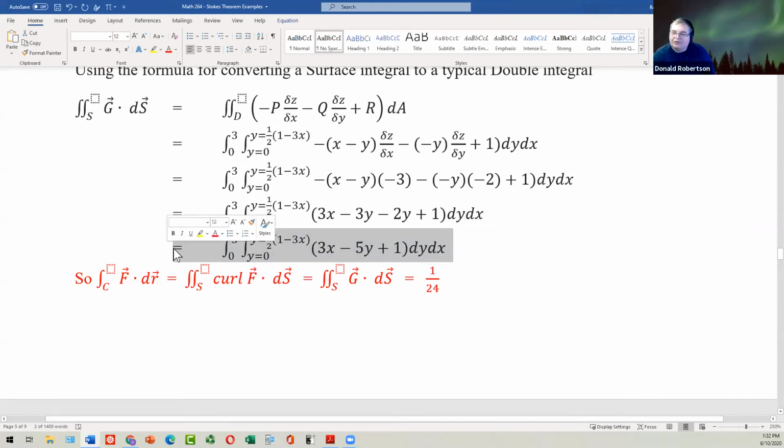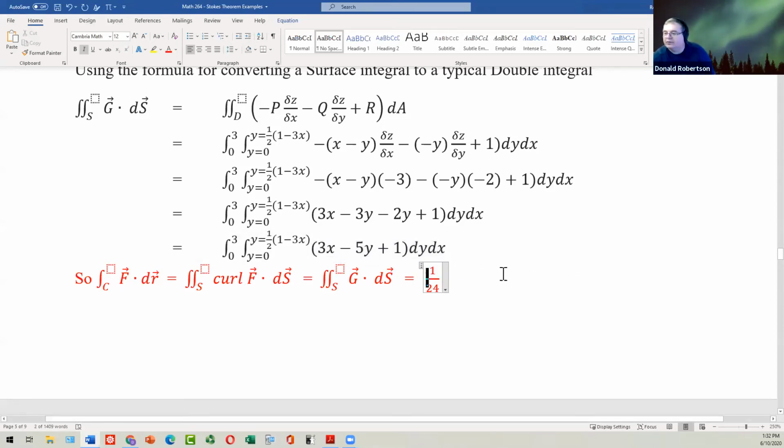That is the double integral that you always end up with at the end of a Stokes theorem question. You start with a line integral you can't do, and you end up with a double integral, a normal good old-fashioned xy or sometimes polar double integral. And trust me on this one, I believe it's 1/24.